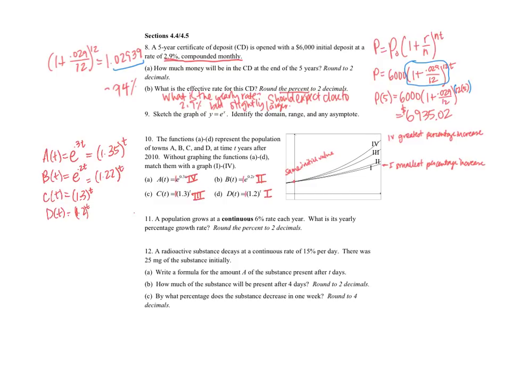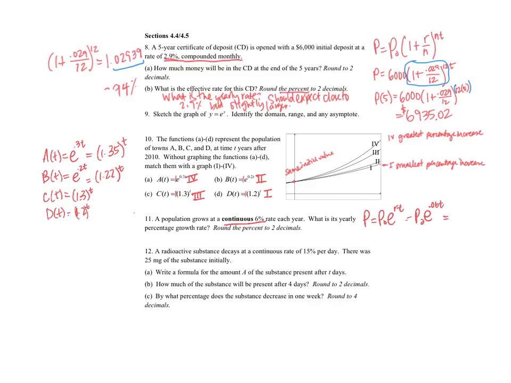Then it says the population grows at a continuous 6% rate each year. What is its yearly percentage growth rate? Okay, so it's saying it's at a continuous 6%, so what it's wanting is the effective rate. So it's going to look like this. P equals P naught e to the rt, which is P naught e to the 0.06 t.